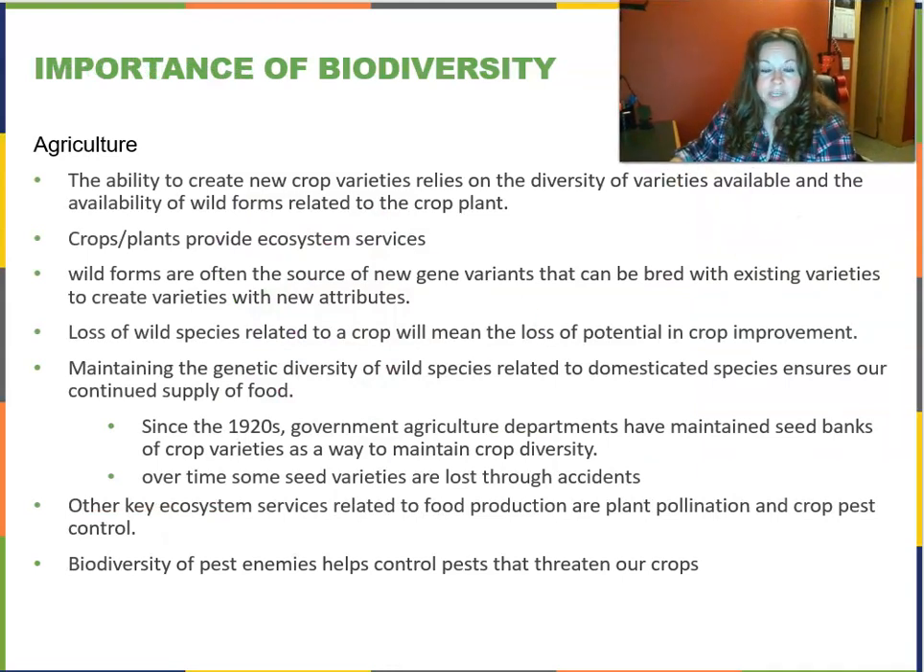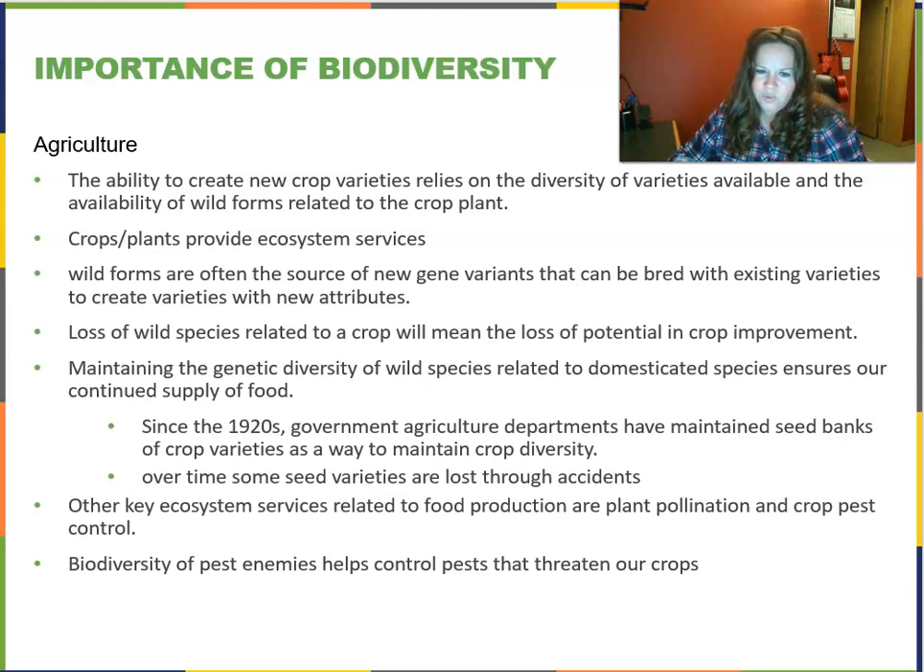Importance of diversity is related to agriculture. The ability to create new crop varieties relies on the diversity of varieties available and the availability of wild forms related to the crop plant. Crops and plants provide ecosystem services, and wild forms are often the source of new gene variants that can be bred with existing varieties to create varieties with new attributes. The loss of wild species related to a crop will mean the loss of potential crop improvement. Maintaining the genetic diversity of wild species related to domestic species ensures our continued supply of food.